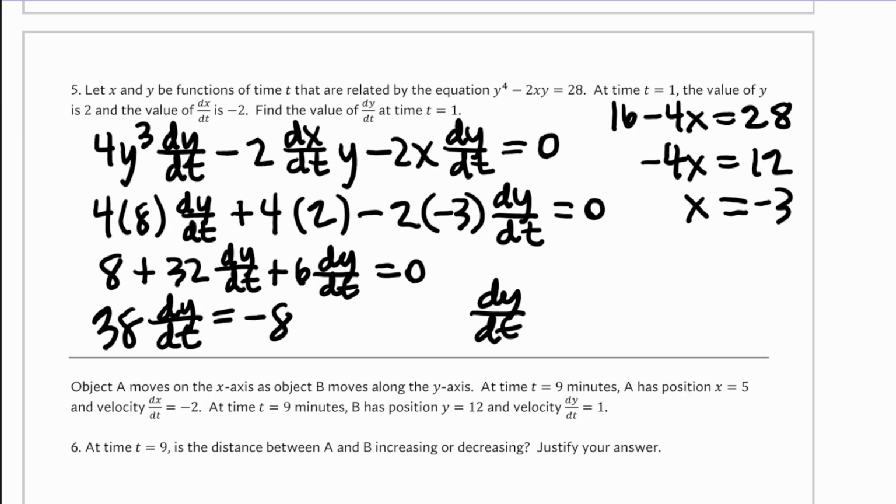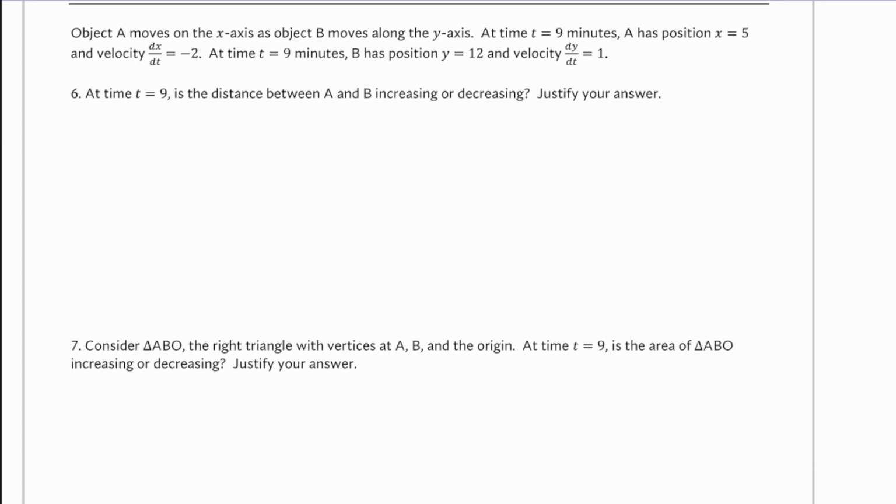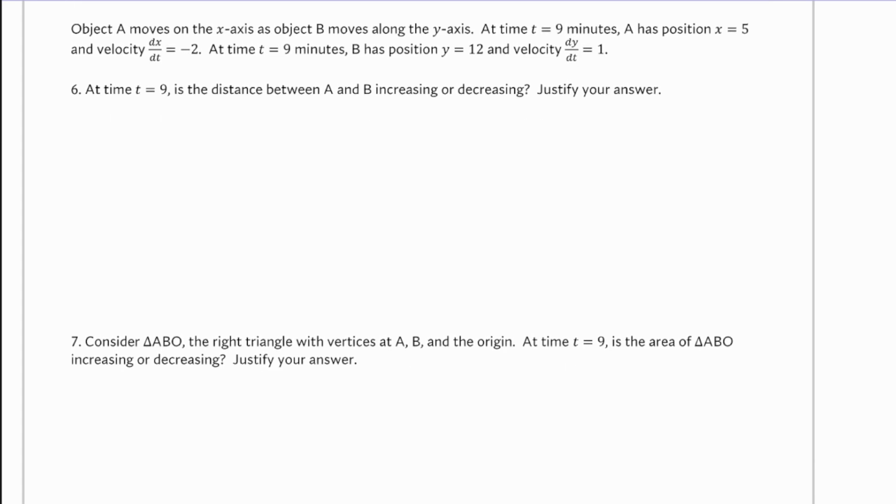dy dt equals -8 over 38. Alright, now we've got two objects moving on the x and y axes. I'm going to draw the diagram that I can come back to for both of these problems.